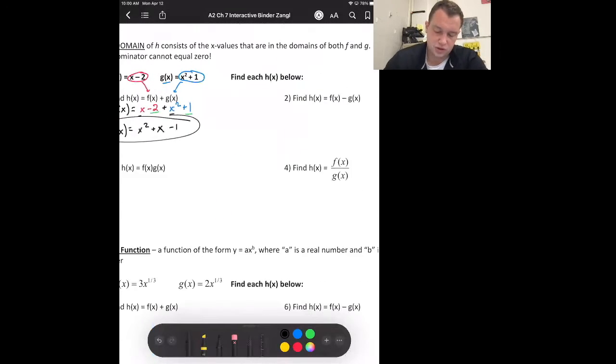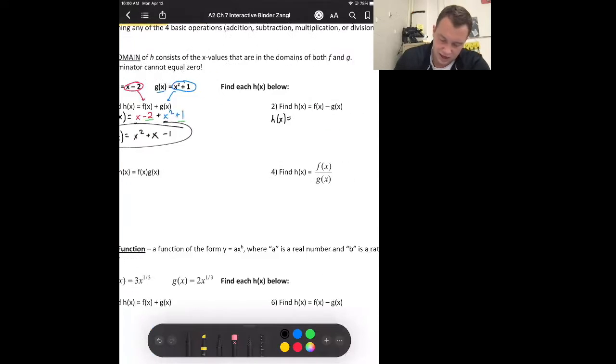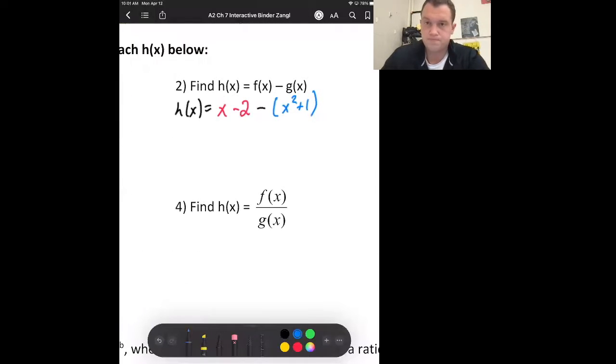Now with subtraction, it says find h of x, and that's equal to f of x minus g of x. So same thing here. I've got h of x equal to, now my f of x happens to be x minus 2, so I'm going to take x minus 2, and I'm going to subtract g of x from it. But I need to subtract everything in my g of x term, so I'm going to put g of x in parentheses because it's subtracted as a whole. So now I've got x minus 2 minus the quantity x squared plus 1.